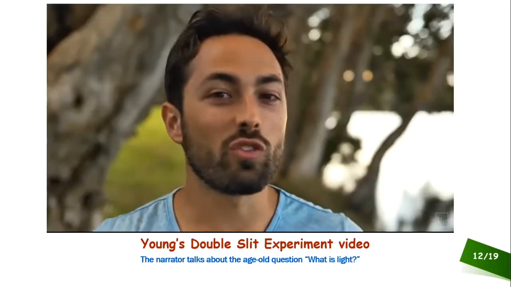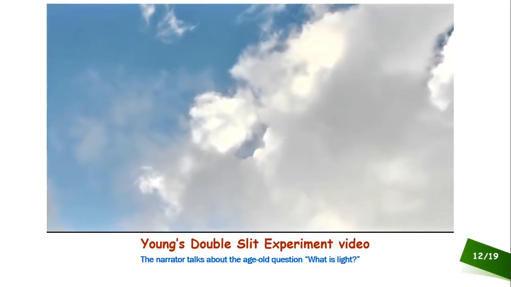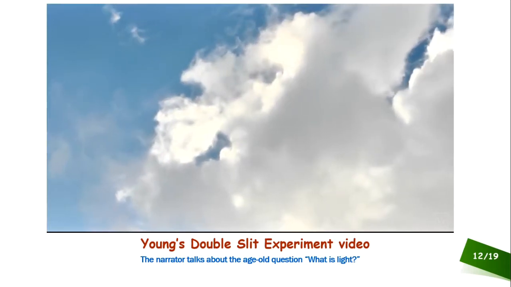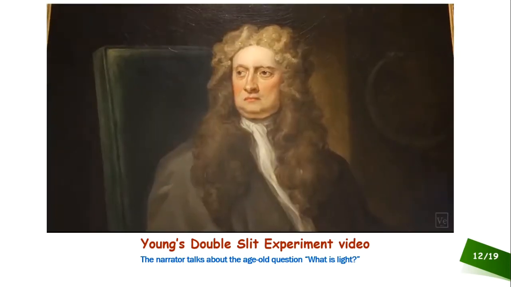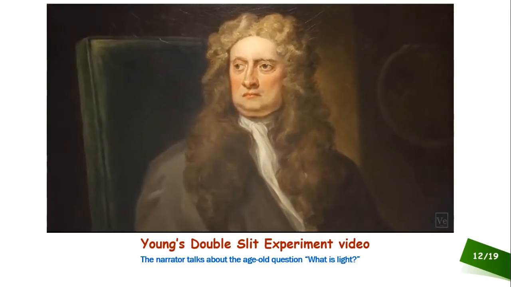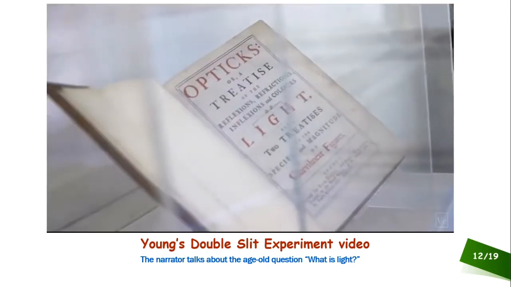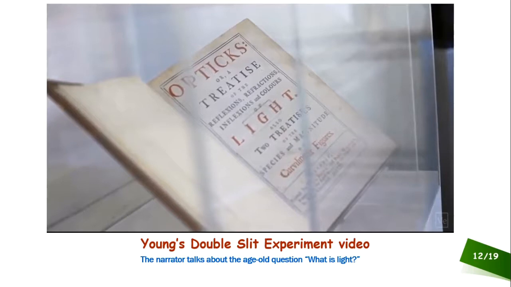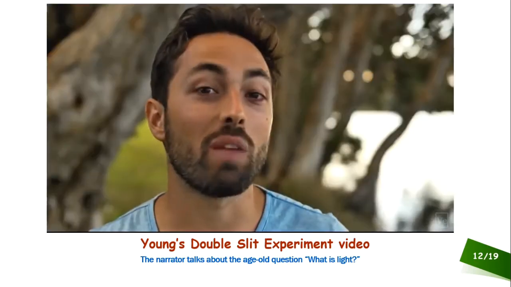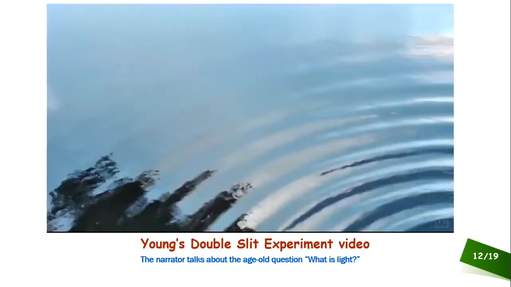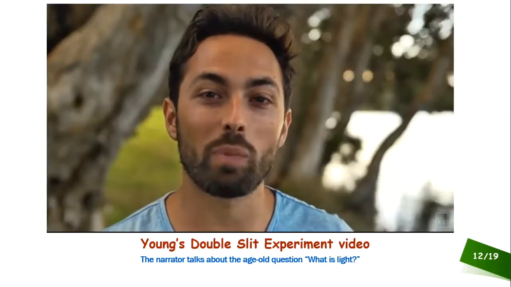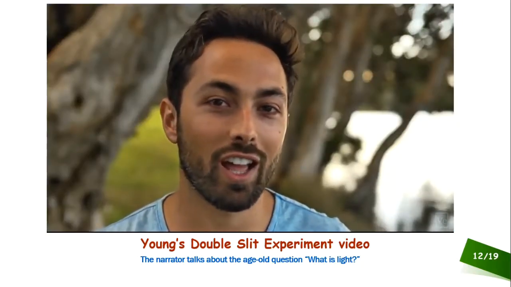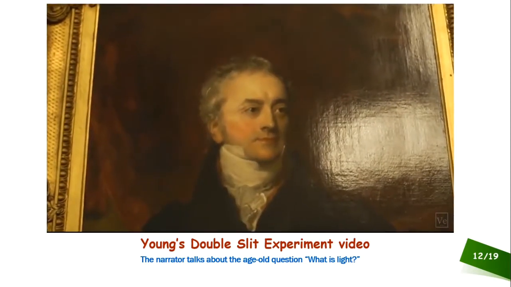To be fair, the question of what light is not an easy one. For centuries, the greatest minds in science debated this issue. In the late 1600s, Newton proposed that light was a stream of particles, or corpuscles. He proposed this in his treatise Optics. But at the same time, a Dutch physicist named Huygens proposed that light was a wave. And this debate raged on until it was settled by the experiment I've recreated today, Thomas Young's double-slit experiment.